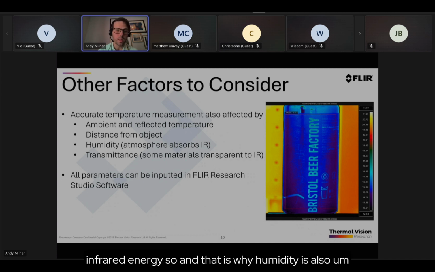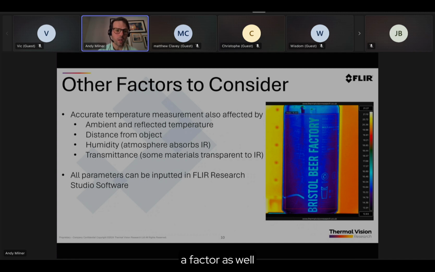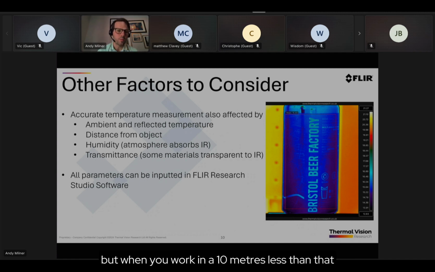So, and that is why humidity is also a factor as well. But when you're working at 10 meters, less than that, you're not going to notice any difference at all. So these are just other things that you might want to consider.